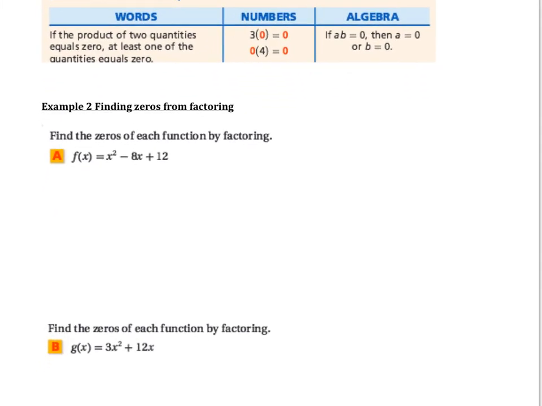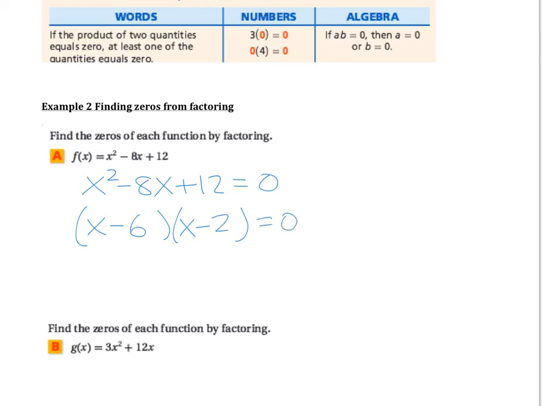So that is what we're going to do. We're going to first set our function equal to 0. We're going to look at the left-hand side. Can we factor it? Which you did some practice on factoring. I have a minus, plus, so I know it needs to be 2 minuses. And factors of 12 that add up to 8 are 6 and 2. And then you set each factor equal to 0 and solve. And there are the zeros.